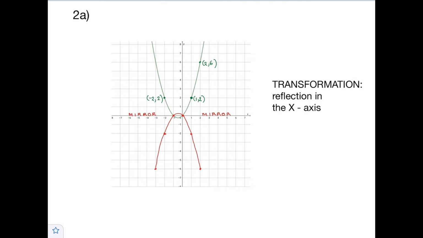If we now look more closely at the effect of this transformation on individual points, we see that the x values of these points are untouched, while the y values are multiplied by -1. So the point 1, 2 becomes the point 1, -2. And the point 2, 6 becomes 2, -6. And the point -2, 2 becomes -2, -2, and so on.